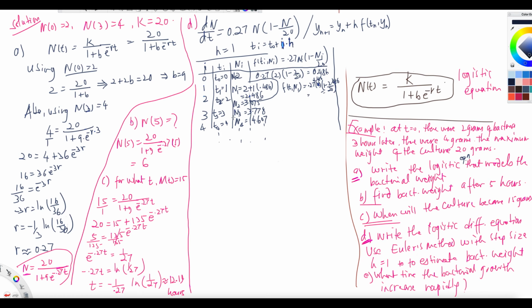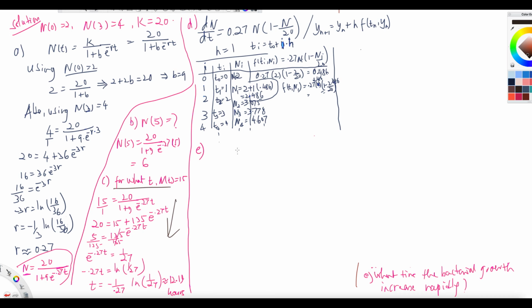Okay, so this is how you find out. Let us do part E of the question. It says: at what time did the bacterial growth increase rapidly? If you graph the solution, the graph will look like this. N0 will be here, it will increase up to K, and then it starts to slow down. See that? This is how the graph looks.